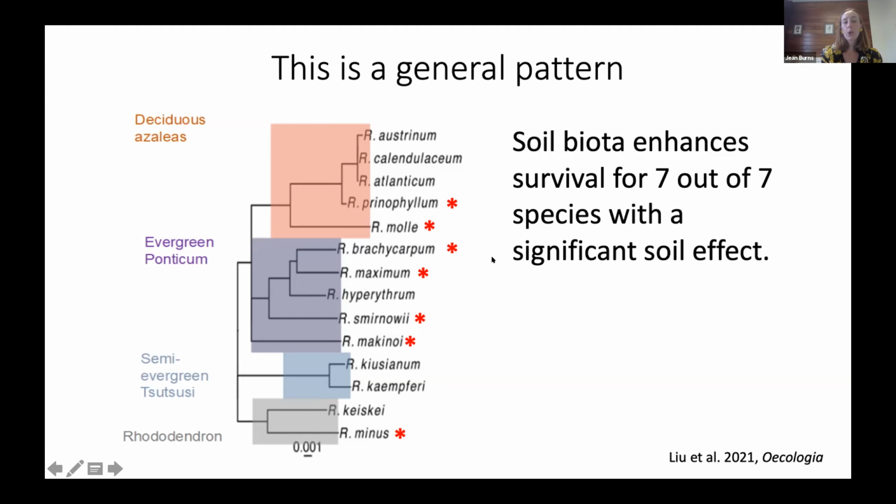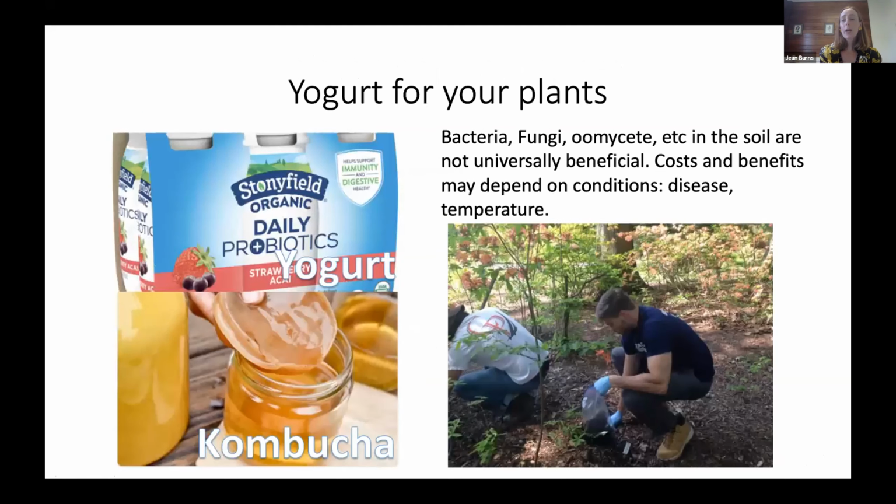The same thing is true in the evergreen ponticums. The same thing is true in the rhododendrons. And then both of our sampled semi-evergreen tsutsutis were not very susceptible to disease. So we saw very little mortality there. But in general, across all of these groups, you're seeing when they are susceptible to disease, soil biota are beneficial every time. So that's super cool.